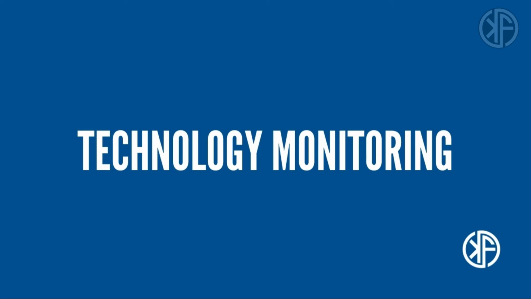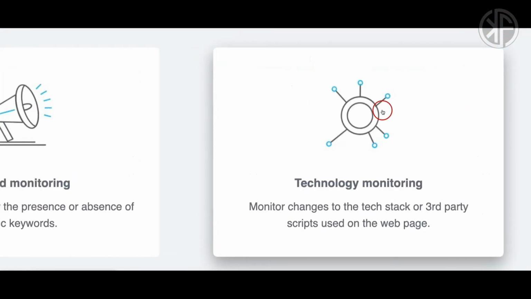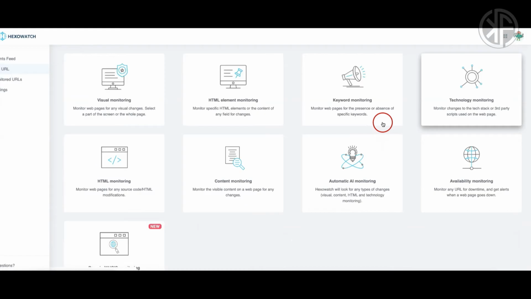So let's check out the technology monitoring. Now this monitors changes to the tech stack or third-party scripts used on the web page. You can check any web page for tech changes and get alerts when third-party scripts are added or removed from that page. So a use case would be if you or a vendor are working on your website, now you can track if any important scripts have been accidentally removed.